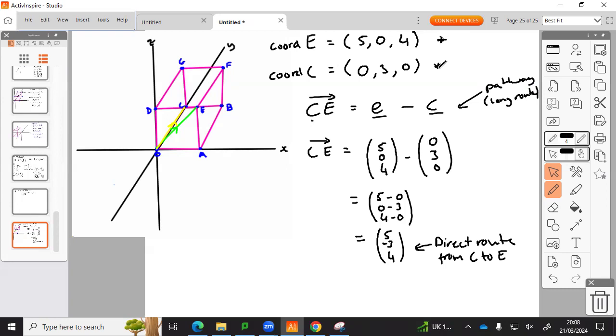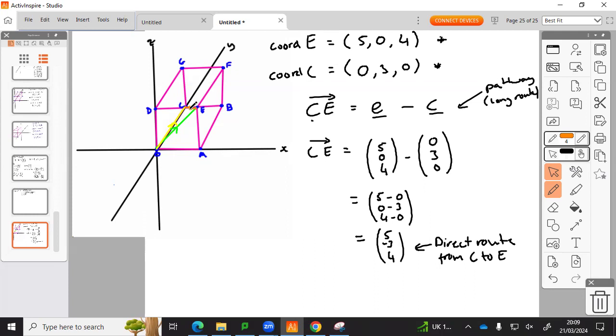But to connect 2 points in space, I need to figure out the direct route. So that direct route bypasses all the other points, and it just connects the 2 points there. The bottom left-hand corner and the top right-hand corner, it just connects them directly. So to get from C to E the quickest way, I just travel along X by 5, I come back in along the y-axis by 3, and I'd have to go up the z-axis by 4. All right, and that's the most direct route.